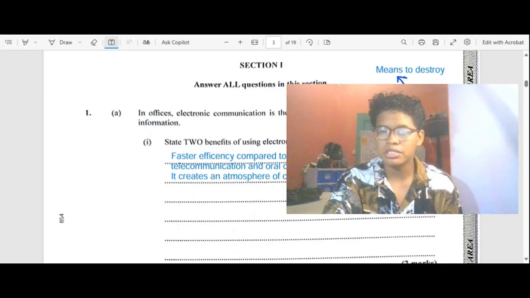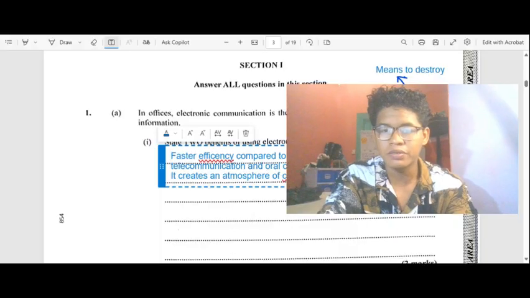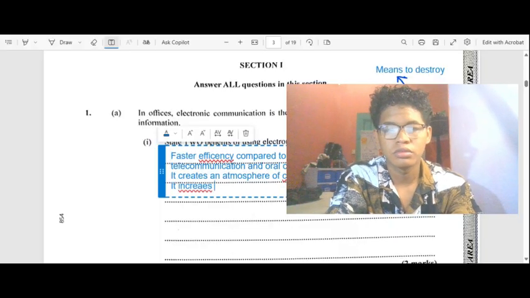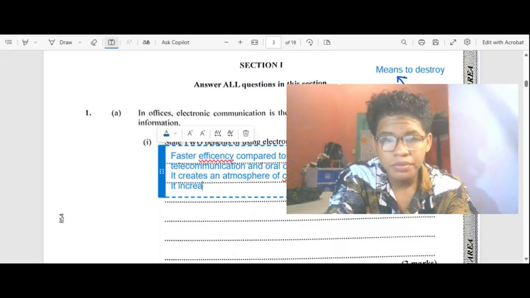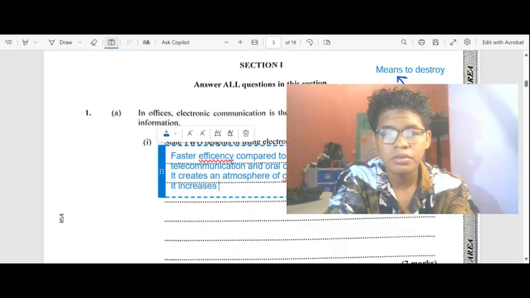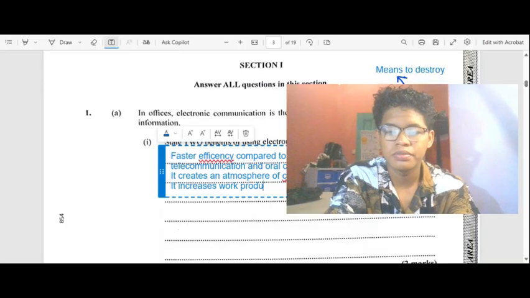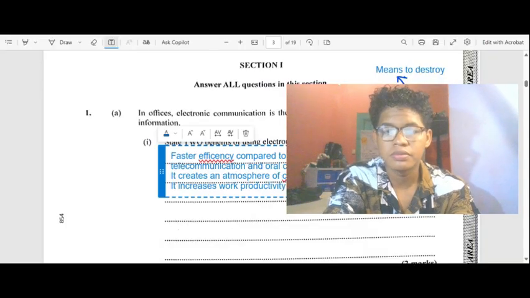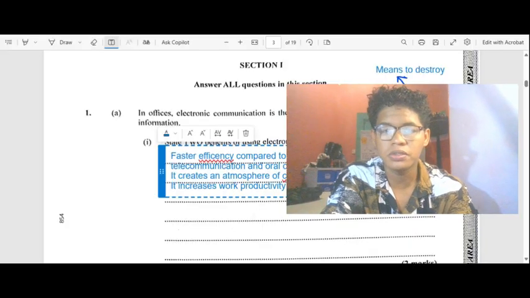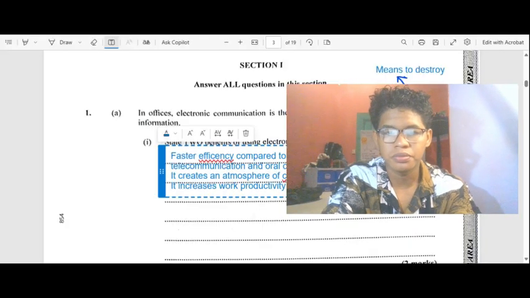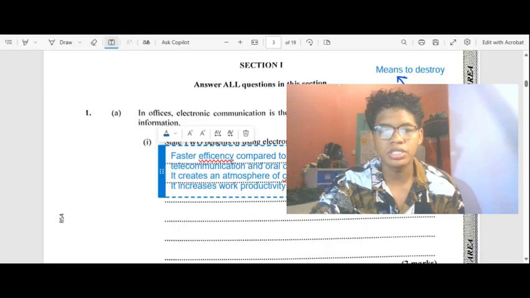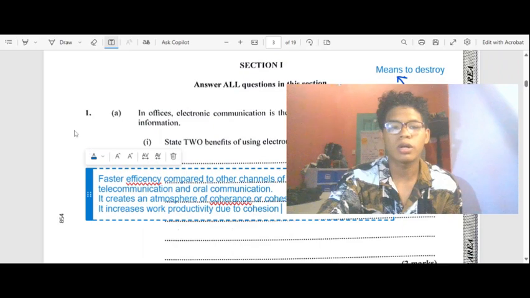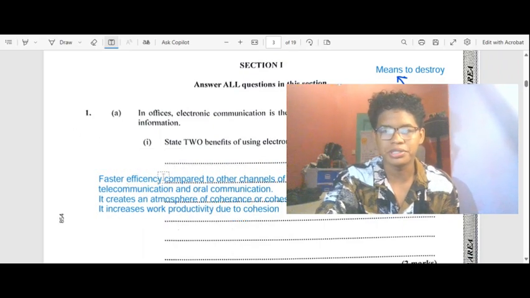Another thing that it does is it increases work productivity. And why does it increase work productivity? Due to access, due to cohesion. Since due to cohesion, everyone knows what's going on in the business setting, you are able to work more effectively and more efficiently.